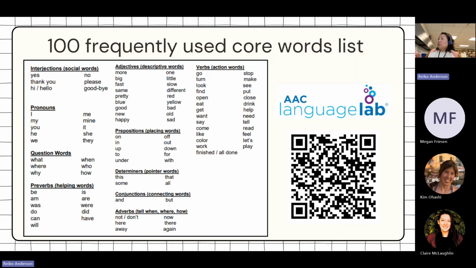So I've also made you this, which is 100 frequently used core vocabulary words. And I would want to make sure that they have a grasp of this sort of introductory vocabulary that's very, very high frequency. But these are the words that we'll be looking at as we go forward.